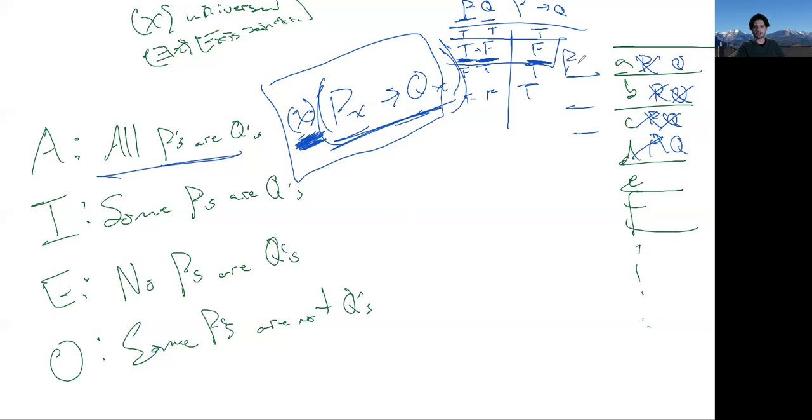So here, I just check PA arrow QA. Here I check PB arrow QB. Here I check PC arrow QC. And the idea is, on the first one, I'm living in the third world, right? Because the P is false. So my left side is false. So I'm already okay. He didn't break the rule. The point is he's already not a dog. So he's not going to break my rule.